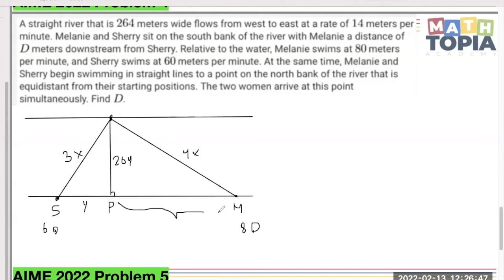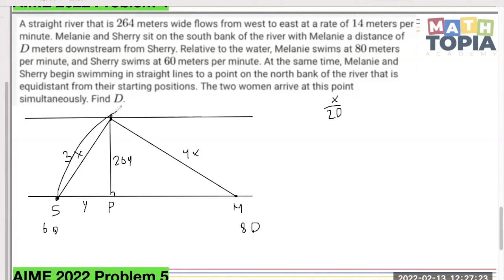Well, then what would PM be? Let's see, how long does it take for Sherry and Melanie to reach this point? Well, let's think about it. If Sherry's going 3x meters and is swimming at 60 meters a minute, then the amount of time in minutes it must take is 3x over 60, which is equal to x over 20. So it takes each of them x over 20 minutes to get where they end up.